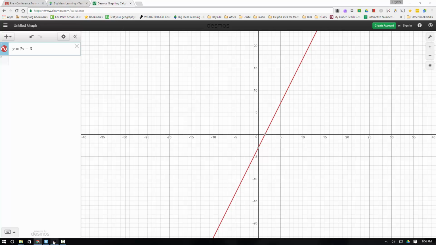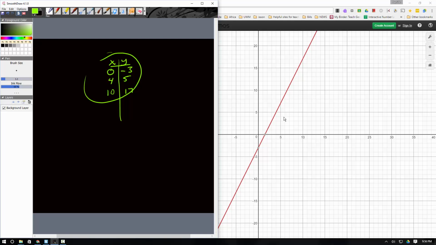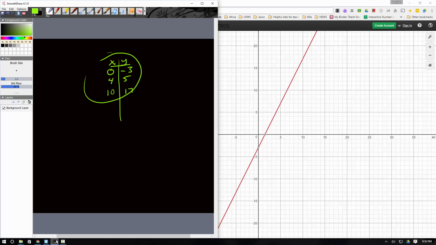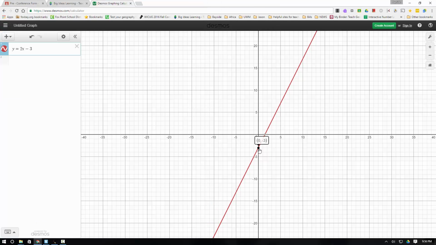Another one that I had was 4, 5. So if I go to 4 and 5, that works. And the last one I had was 0, negative 3. So right here, 0, negative 3. So these are all various points on the solution set.